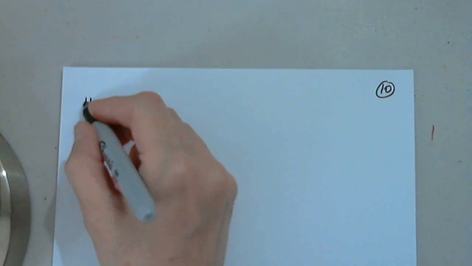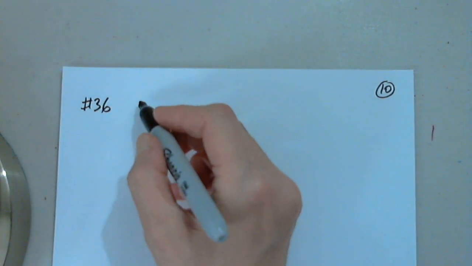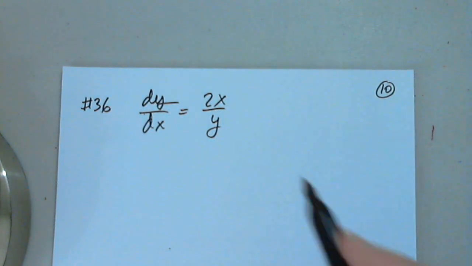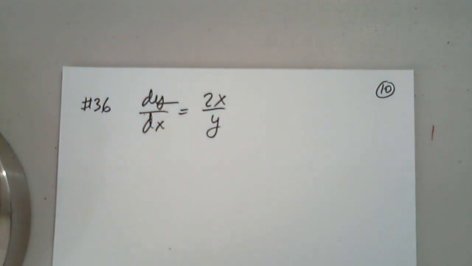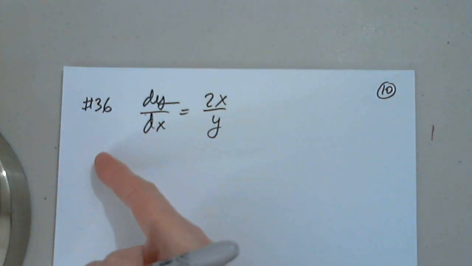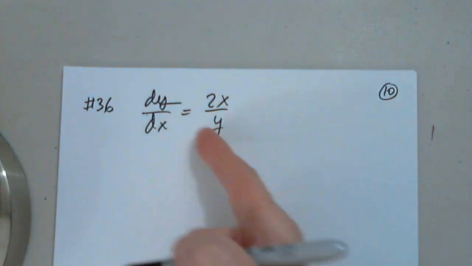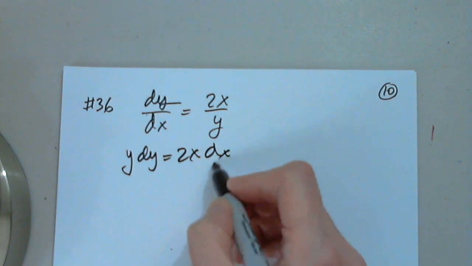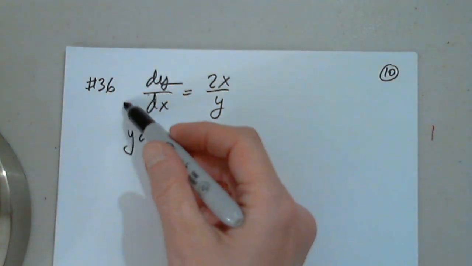So 36, we have dy over dx equals 2x over y. What is the first step? Multiply both sides by dx and y. Yes, so I can do it in one step. In other words, cross multiply. That's the easiest thing to say. y dy equals 2x dx. Already separated, integrate.